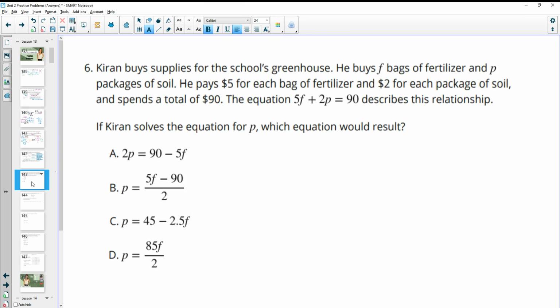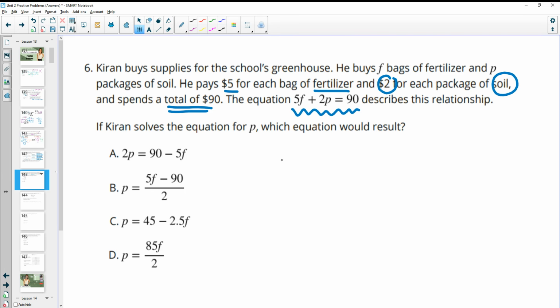Number 6, Kieran buys supplies for the school's greenhouse. He buys F bags of fertilizer and P packages of soil. He pays $5 for the fertilizer, $2 for the soil, and he spends a total of $90. So this equation here describes this relationship. If Kieran solves the equation for P, which equation would result? So if we look at this before we even get started, A isn't solved for P, it's not by itself. So A is going to be wrong right away.